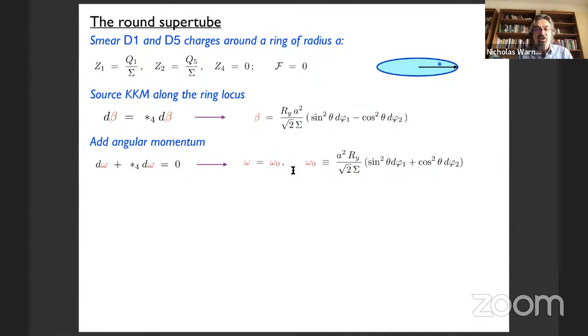2 different functional coefficients. So what we've done is we've taken the D1, D5, and if you remember the first lecture I said, if you want to desingularize, you want to do the supertube transition, you take the singular D1, D5 2-charged black hole, you put it along a profile, you add a Kaluza-Klein monopole along the ring locus, and you add angular momentum. The angular momentum has to be tuned in the right way to desingularize it. But this is basically what we do.